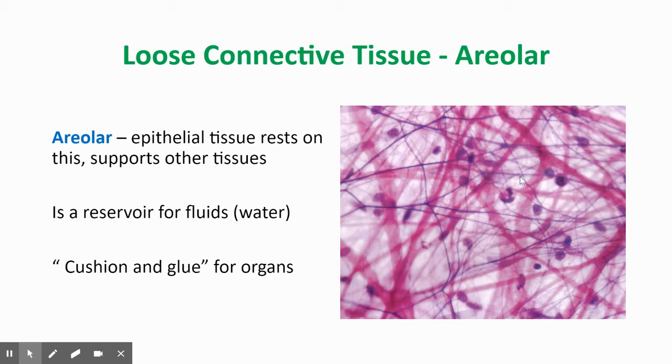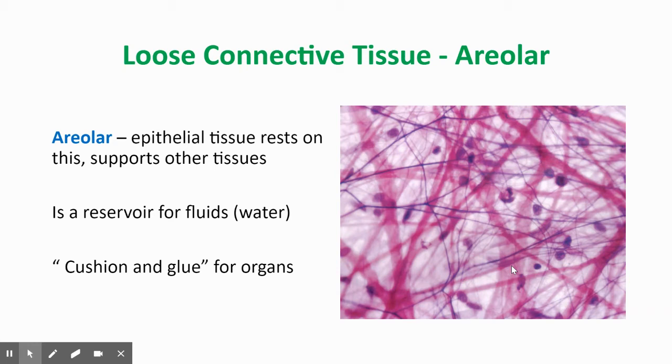This is a good way to remember its function, because if you look at the structure, there's some fibers, but there's a lot of space, and that space is used to store water. Another way to summarize areolar is that it's the cushion and the glue for the organs. It's going to wrap the organs and keep them in place where they need to be stuck in the body.